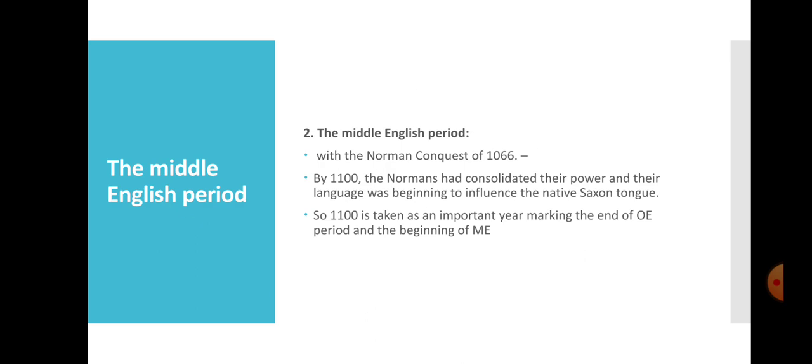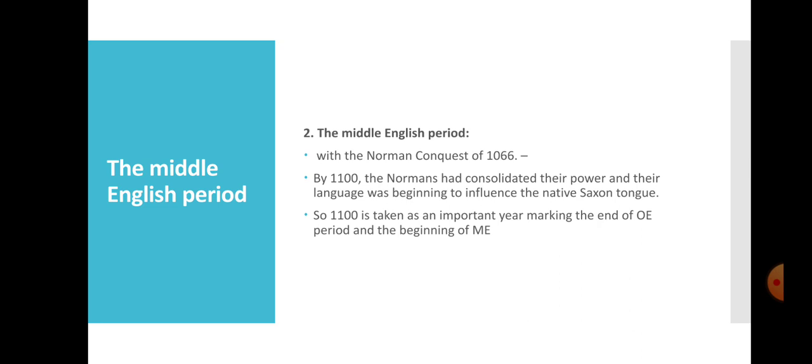Now, the second period, that is the Middle English period, which began with the Norman conquest of 1066, and it is William of Normandy who took over the rule of Britain in the Norman conquest. The Normans were French-speaking people, and consequently French replaced English as the language of the ruling class. Because of the Norman conquest, William of Normandy became the ruler of Britain.